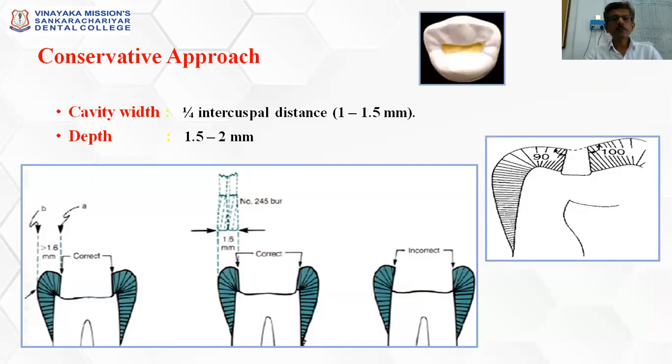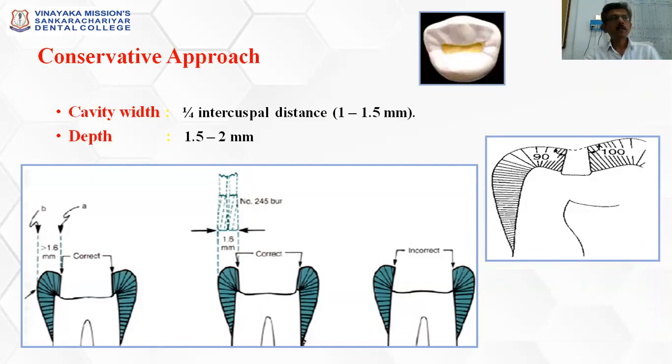A conservative approach compared to the extensive preparation as given by G.V. Black. Here we have the cavity width again as 1/4 the intercuspal distance, that is around 1 to 1.5 millimeter. Depth of the cavity is 1.5 to 2 millimeter. You see the direction of the enamel rods, as I said before, at the cuspal tips and the cavo surface angle.